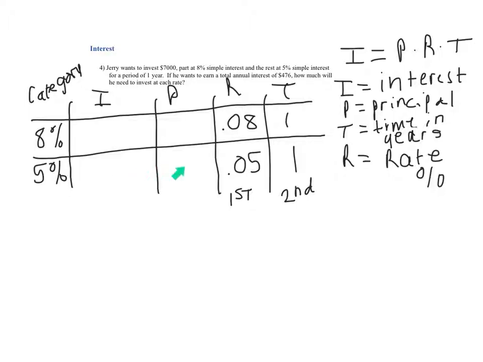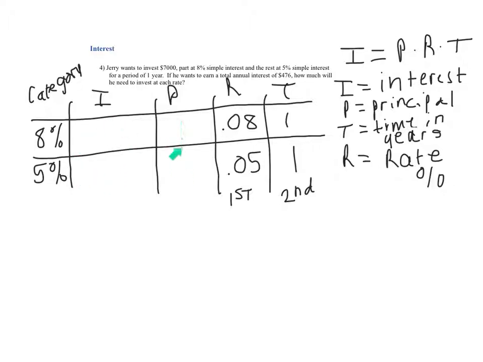Now we need to look at what we can fill in here. The total interest is $476. That's more of an equation step. We have a total. So we don't know the totals that are going to be in each of these spots. If we did know them, they would add up to be 476. So this will be our equation part that we'll get last.